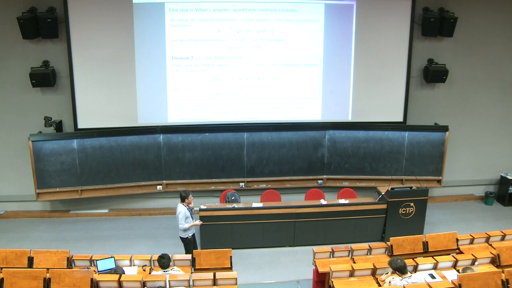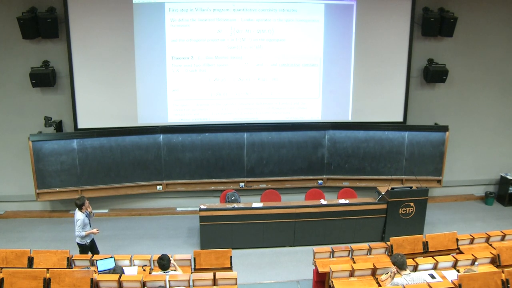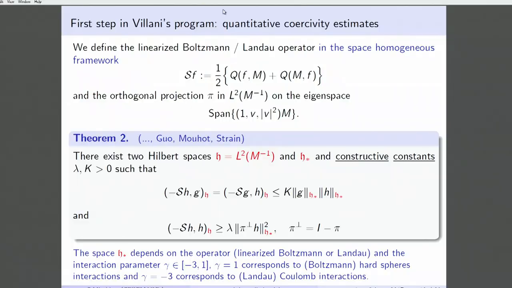Okay, so now, the first step in the Villani program is to get some coercivity estimates. What does that mean? You consider the space homogeneous, okay, so really the collisional operator, and you linearize it. So you introduce this linear operator. You can see, because of the invariants of the quadratic operator, that in fact the null space is this one, the same invariants: mass, momentum, and energy invariants.